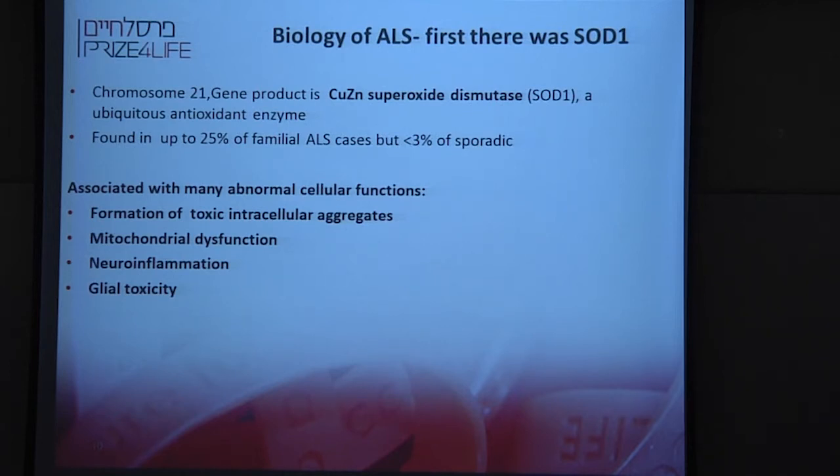And this seemed very relevant because motor neurons are the largest cells in the human body, so it would make sense that they require a lot of energy. So mitochondrial dysfunction could be very problematic for them. The second thing that was identified is the formation of toxic aggregates within the cytosol. Toxic aggregates are a hallmark of neurodegenerative diseases.